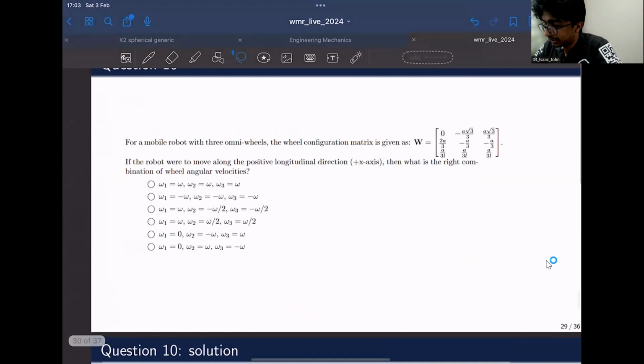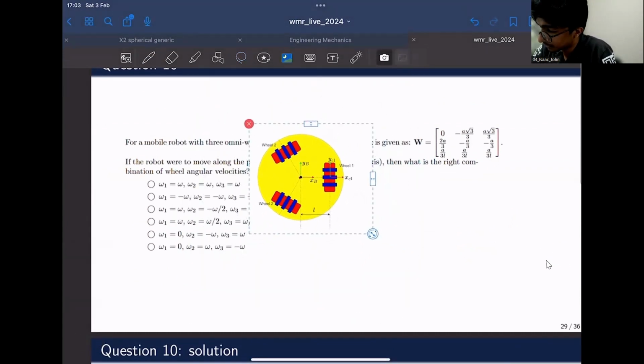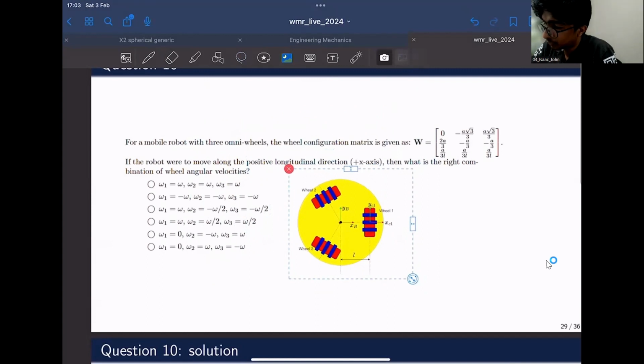So for question 10, we have an omni-wheel drive. It says for a mobile robot with 3 omni wheels, the wheel configuration matrix is given as so. If the robot were to move along the positive longitudinal direction, along the x-axis of the robot, then what is the right combination of the wheel angular velocities?